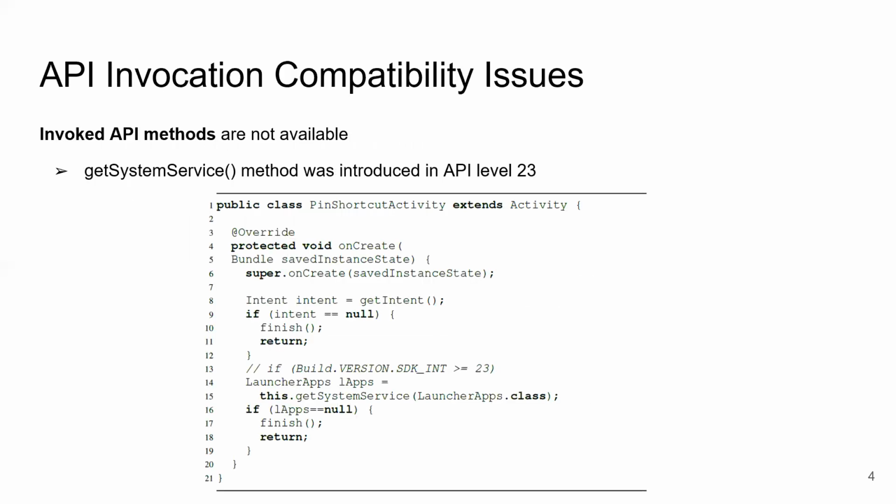API invocation compatibility issues occur when an app invokes an API method that is not supported by the device. In the example code, suppose the app supports API levels 18 to 29. If the app is installed on a device with API level 21 or 22, it will crash on the invocation of this get system service method, which was introduced in API level 23.